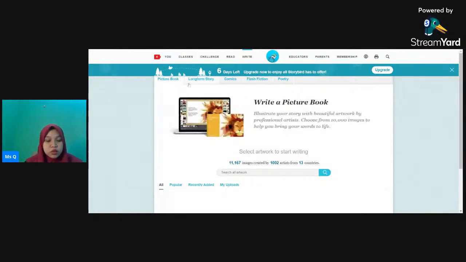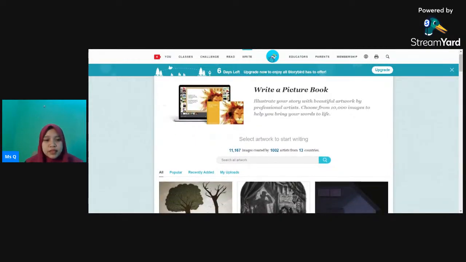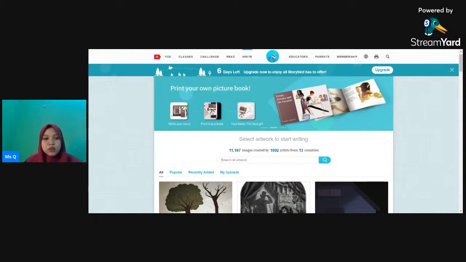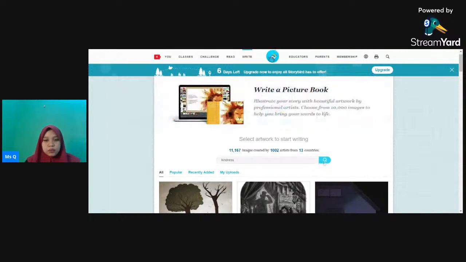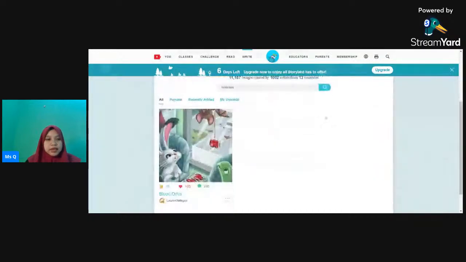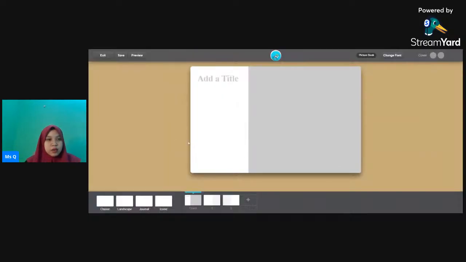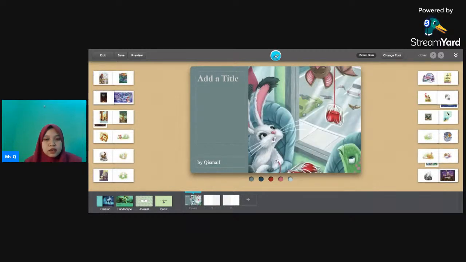For picture book, you can start by choosing an illustration for your story. For example, the most important lesson, perhaps you want to learn about kindness. Your story is about kindness. When you want to start using Storybird, you need to have your stories done first. Finish your stories first, and then use your picture book to submit to me. So if my story is about kindness, I just choose this one. They have lots of different illustrations here.